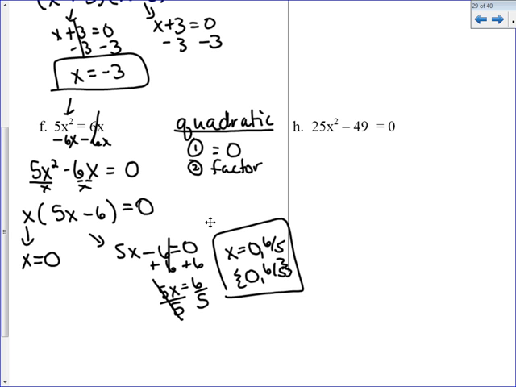And then finally for h, I have 25x squared minus 49. Is this one quadratic? Yes, it's got that x squared in it as its highest power of x. So our two steps for solving a quadratic. First is it has to be equal to 0. Okay, well this one is equal to 0. So that step's taken care of already. Second step is we've got to factor it. So I need to remember how to factor 25x squared minus 49.